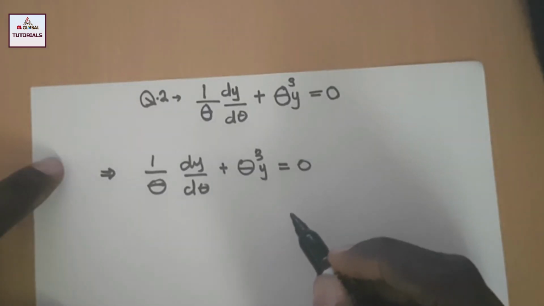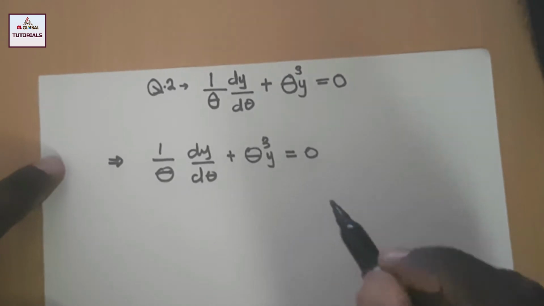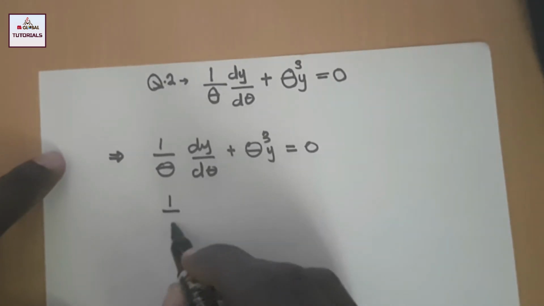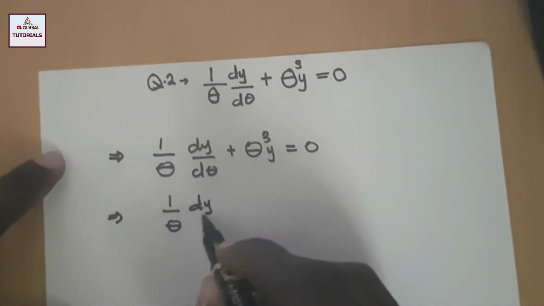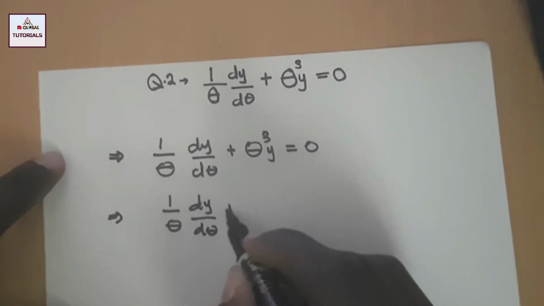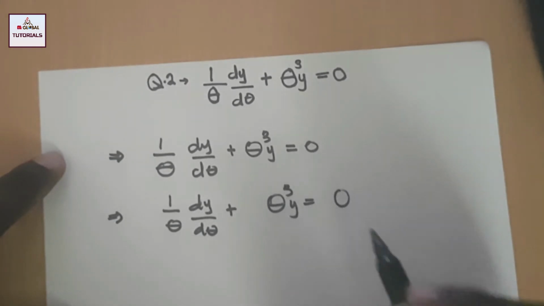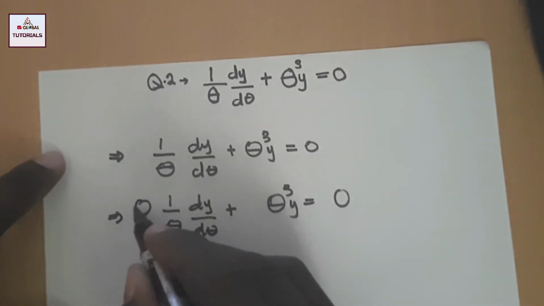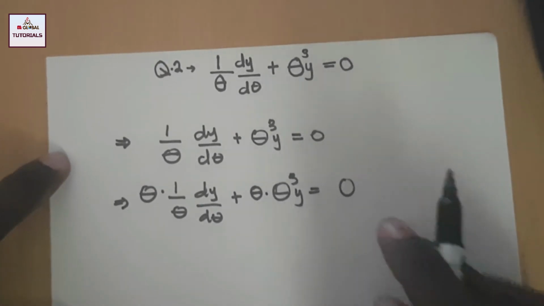We have 1 over theta, and for a standard form, the coefficient of dy over d theta is supposed to be 1. For now, the coefficient is 1 over theta, which is not appropriate, so we have to make it 1. And to make it 1, we have to multiply through the equation by theta. So we are multiplying through by theta.